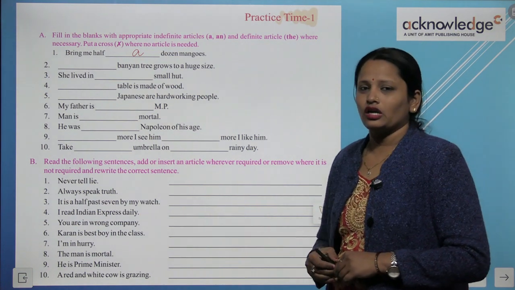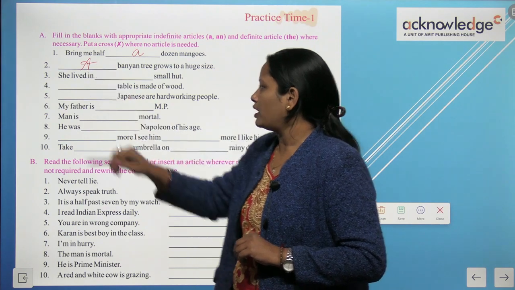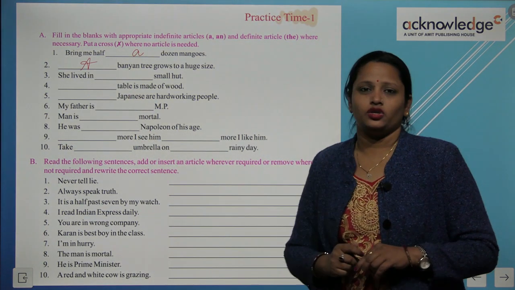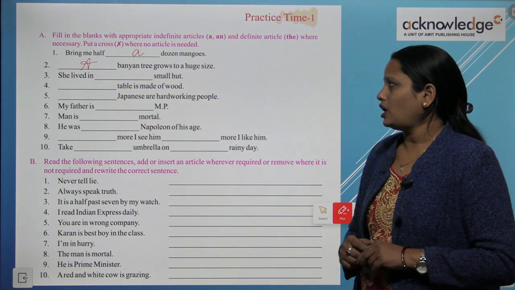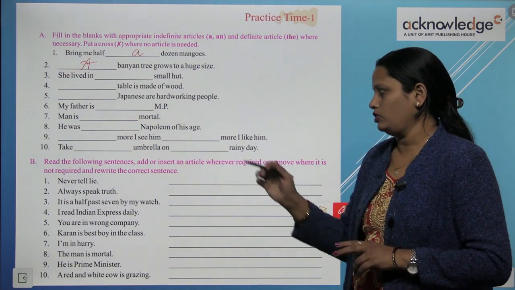Now the next one is dash banyan tree grows to a huge size. So here we are talking about a particular group. So a banyan tree grows to a huge size. Now children, the rest of the questions are your homework, you have to do on your own.